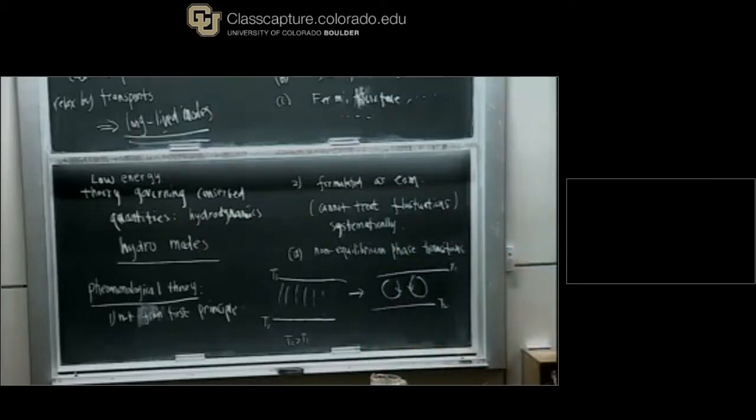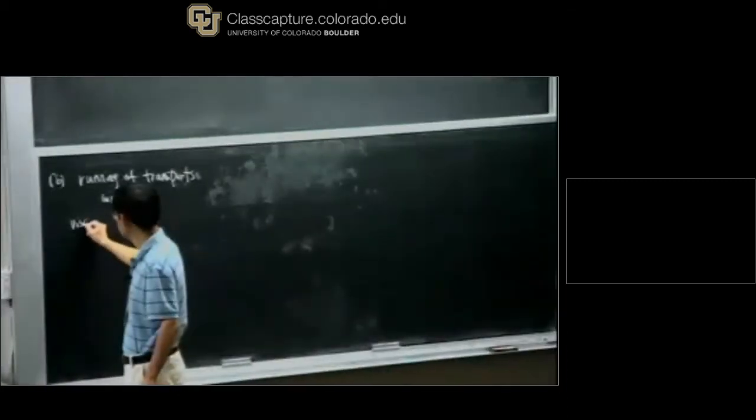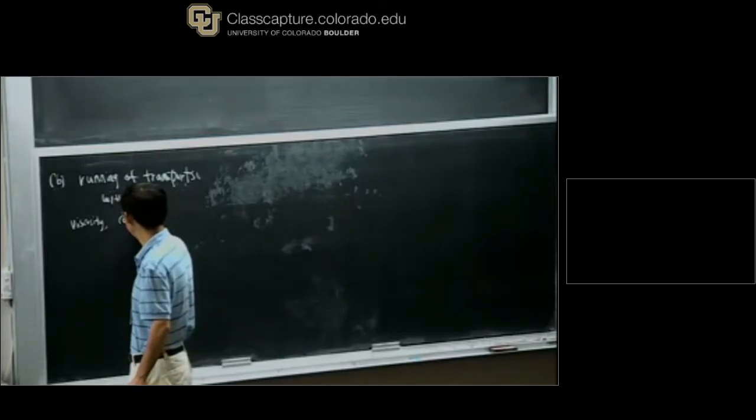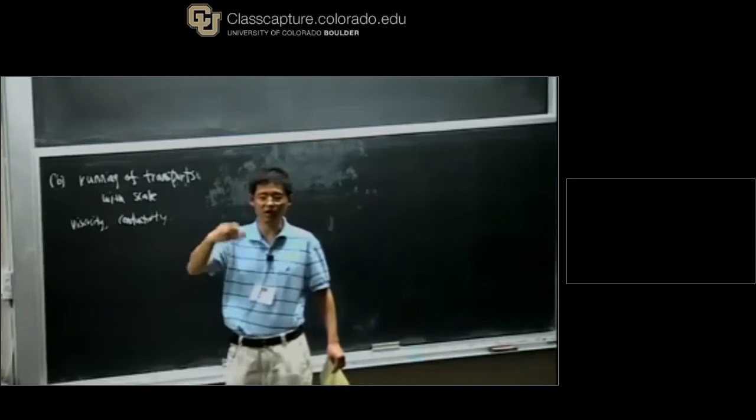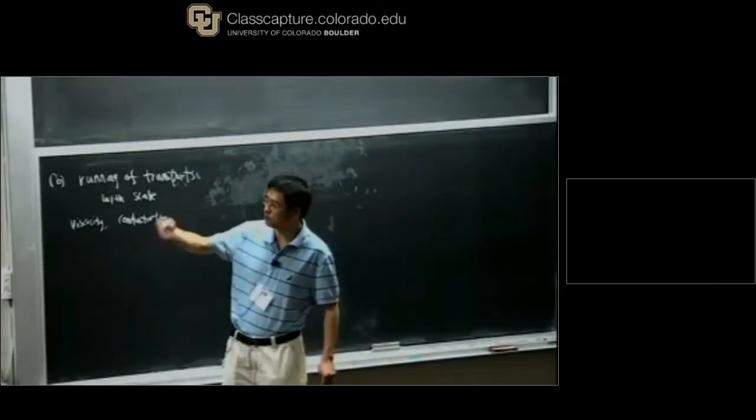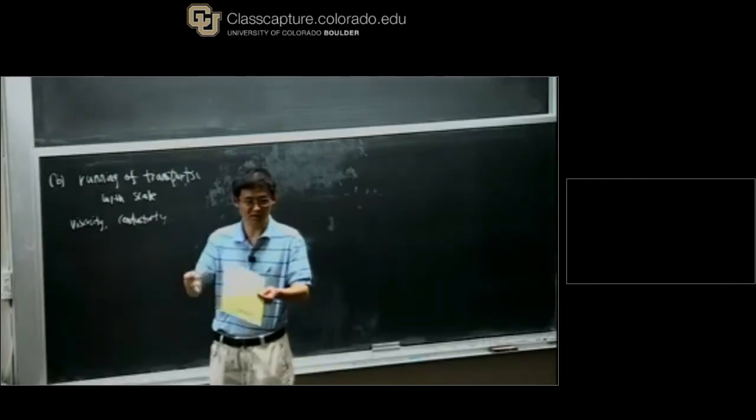So a second example in which hydrodynamic fluctuations may become important is that we may see the running of the transport parameters with scale. When you write down hydrodynamics, there are parameters which appear in hydrodynamics, including viscosity, conductivity, etc. They are parameters in your hydrodynamics, and from our modern point of view, they are couplings in this low energy effective theory.